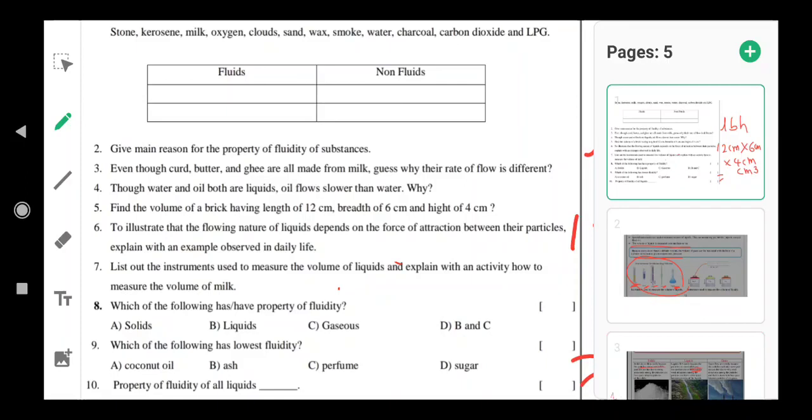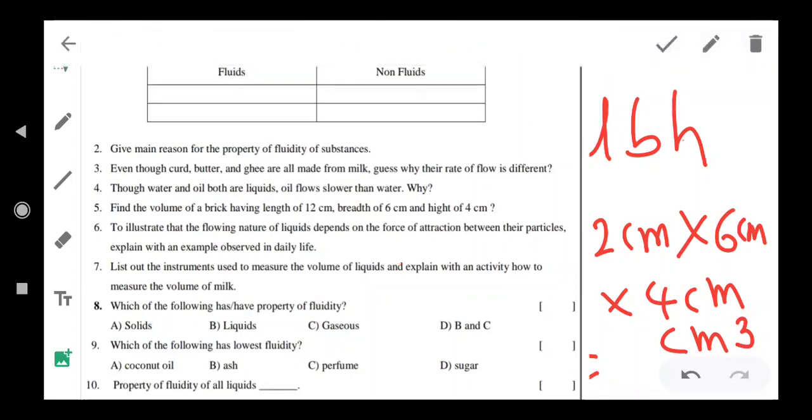And how to measure the volume of milk? You know, daily we take milk from the milk vendor. He measures with a measuring jar. From that only we measure the milk, like 1 liter, half liter, etc. Okay, so we go for next question.